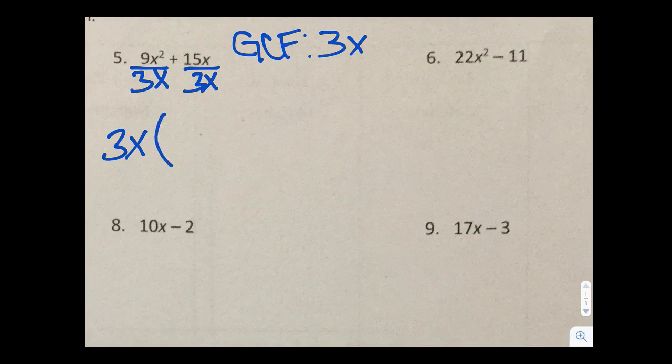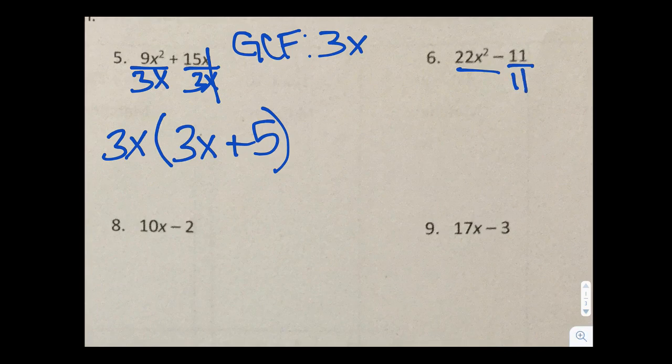Then I get a 3x when I divide that, and 15 divided by 3 is 5. The x's cancel here. Okay. 6. If I divide by 11, that's my greatest common factor. I get 2x squared minus 1.